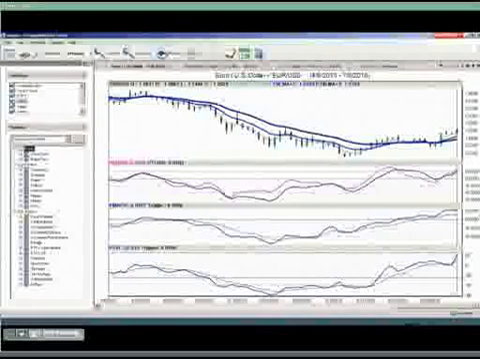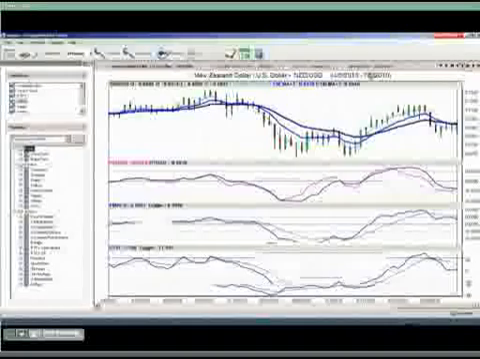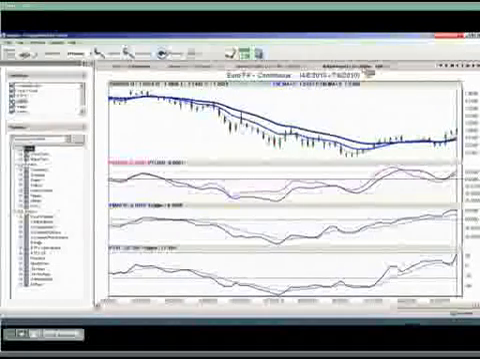So it's very important to remember that the only person who wins with a highly leveraged trade is your broker, and that's a very strong piece of advice that I can give everybody.